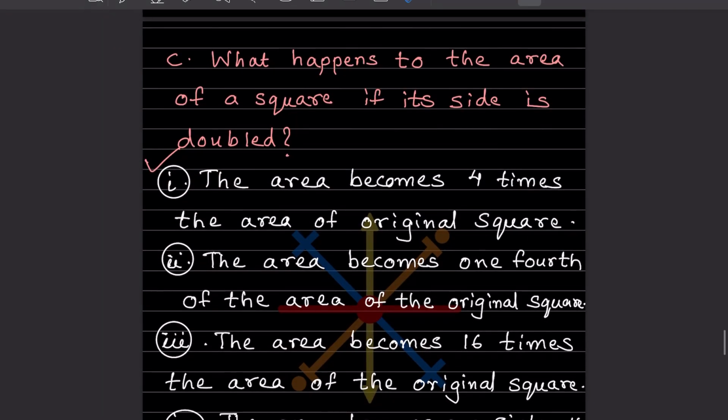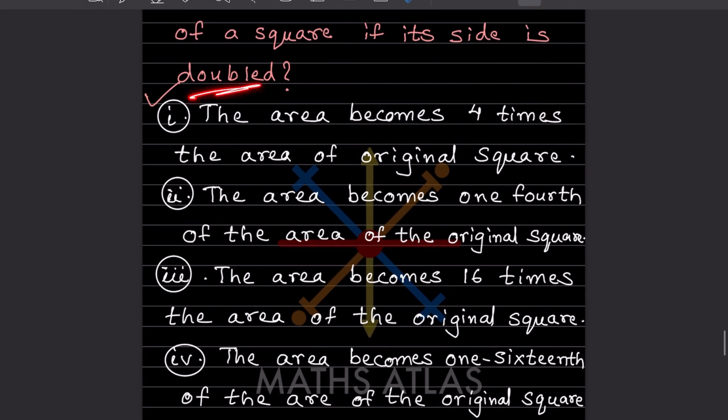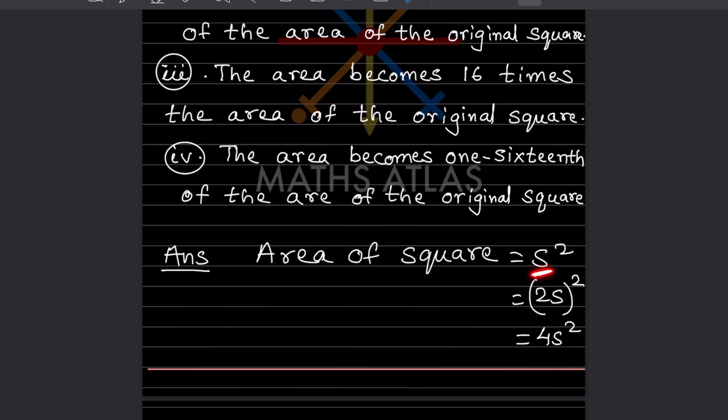Now, what happens to the area of a square if its side is doubled? See here, side is doubled. First, what are you going to do? You are going to see the area of square. Area of square is s square. The dimensions are not given, but they said it is doubled. Double means if this side is doubled, it is going to be 2s.